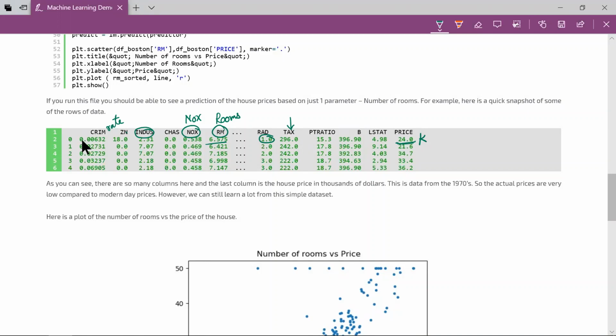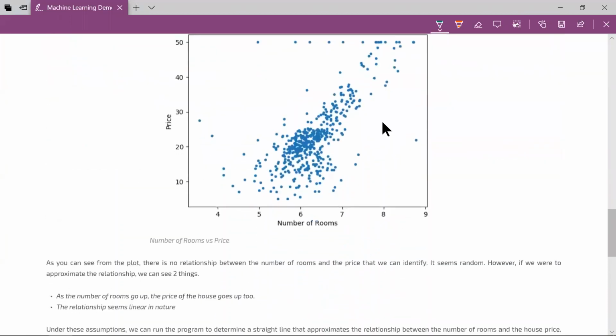parameters. Now the challenge is, if my crime rate is 0.69% and the number of rooms is 7, can you predict the price of the house? That is the challenge. We have some data. There is so much data. This is just 6 rows. There are actually, I think, 500 rows, probably somewhere around that, or maybe more than that. So this is the data.